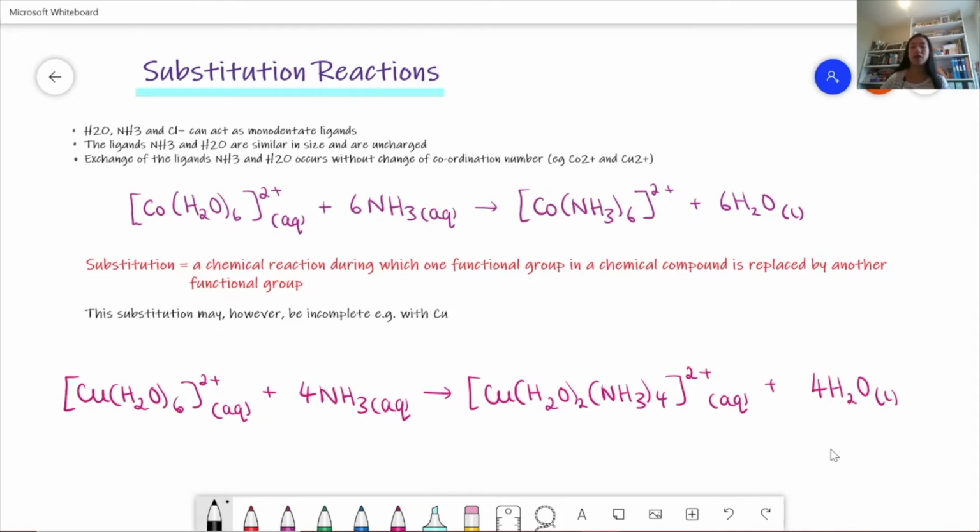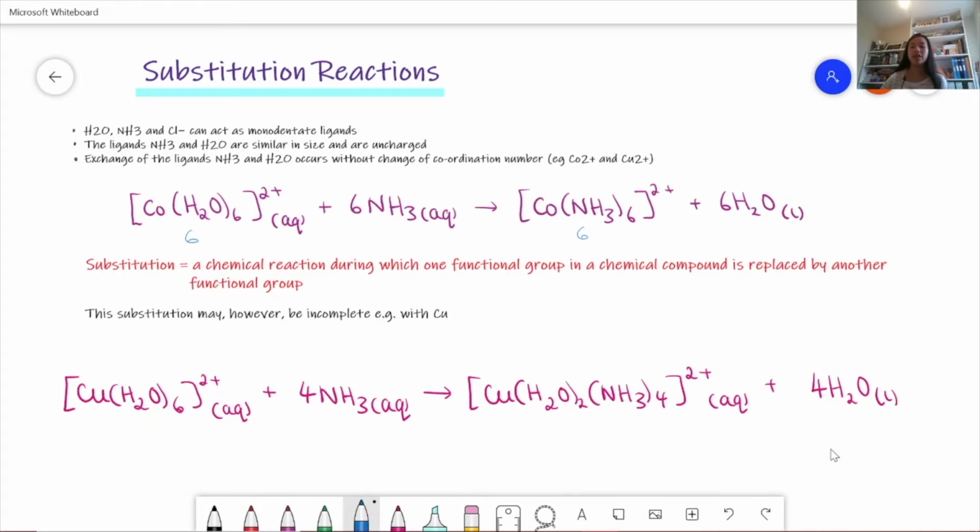So for example, we have this cobalt ion with 6 waters attached, and then we react it with 6 ammonias, and we see that the waters have all been substituted by the ammonias and nothing's changed. So the coordination number is the same. The coordination number in the first ion is 6, and the coordination number in this one is also 6, because they're monodentate ligands, so they form one coordinate bond each, and there are 6 waters, so that's 6 coordinate bonds, and there are 6 ammonias, so that's also 6 coordinate bonds, and so 6 waters are taken out.